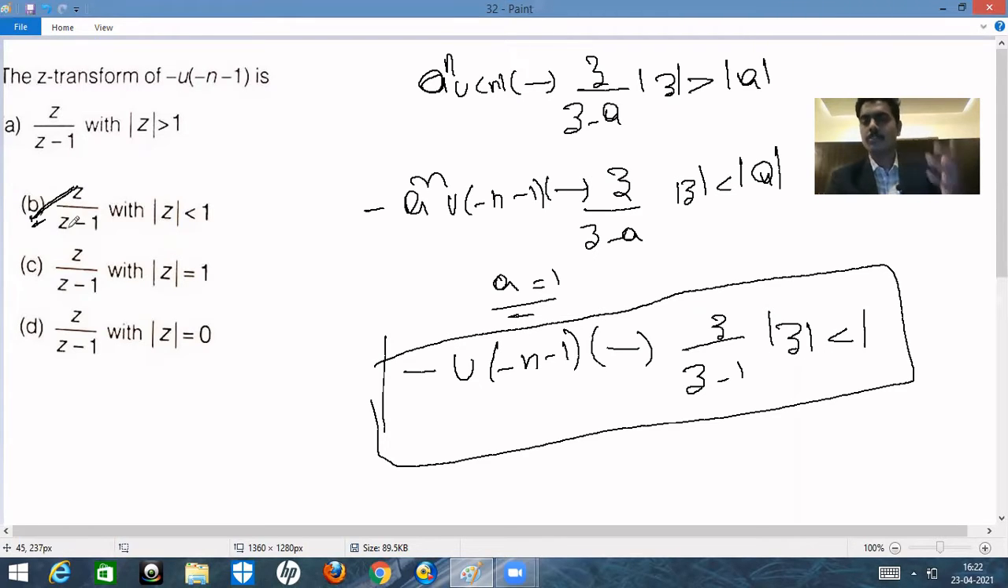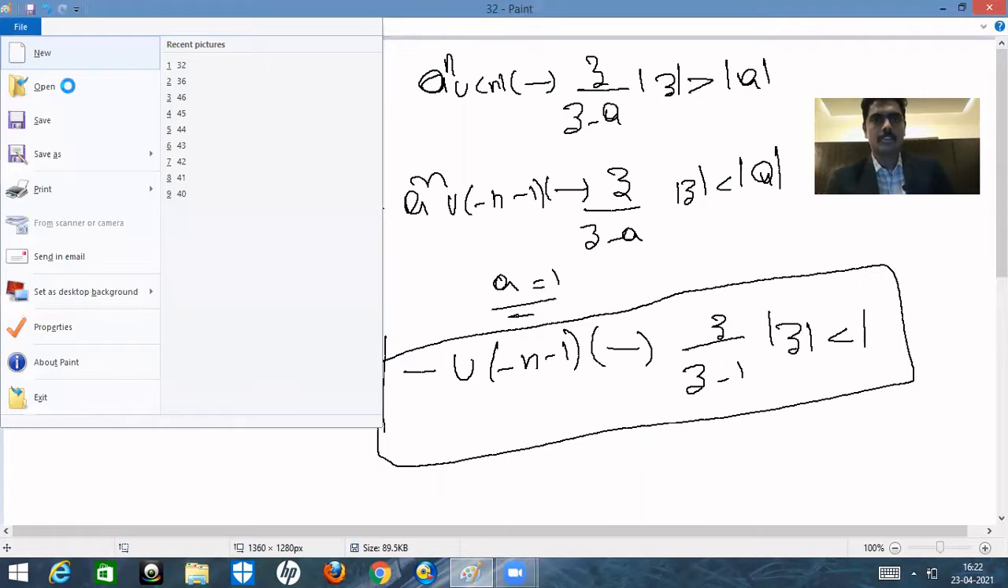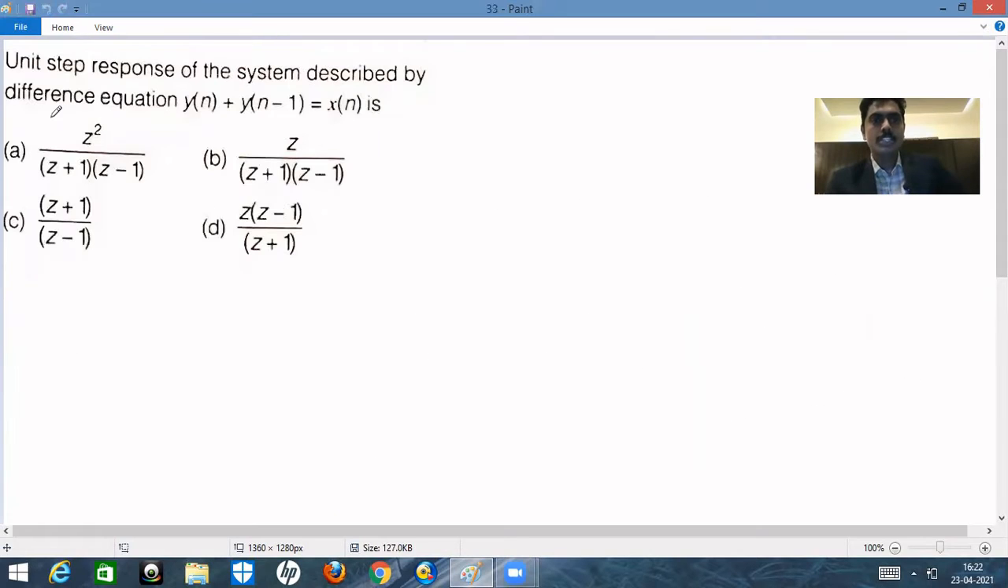So simple question. If you know the z transform of minus a power n u of minus n minus 1, then if you substitute simply a equal to 1, you will definitely get the answer. Okay, so we'll move on to the next problem. The unit step response of a system described by the difference equation y of n plus y of n minus 1 is equal to x of n is dash. Okay, we need to find the unit step response, right?